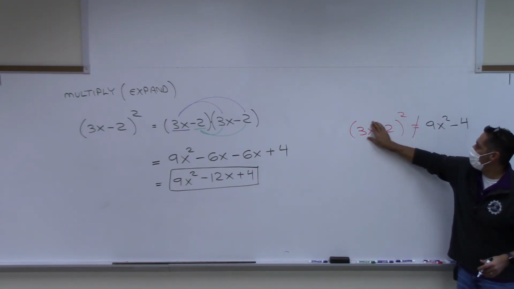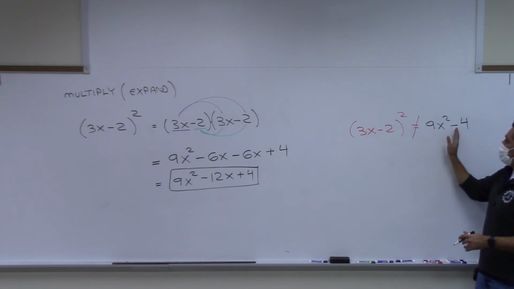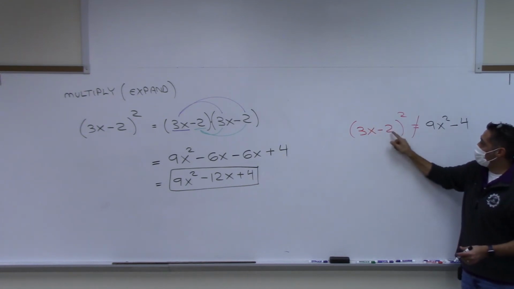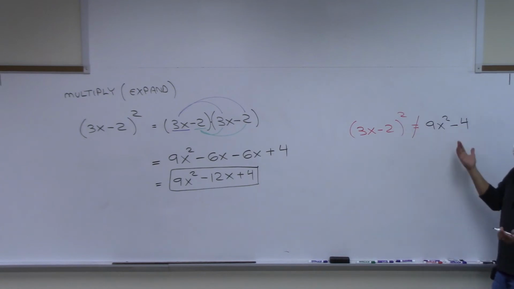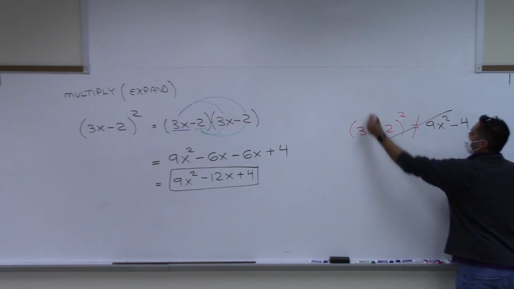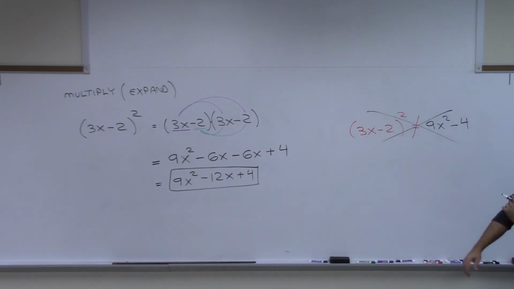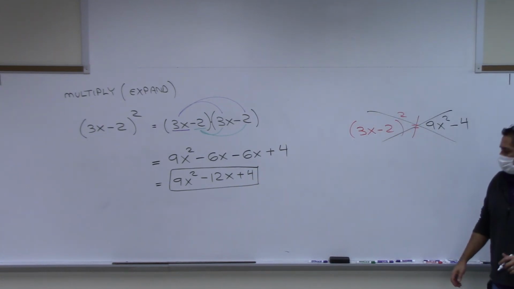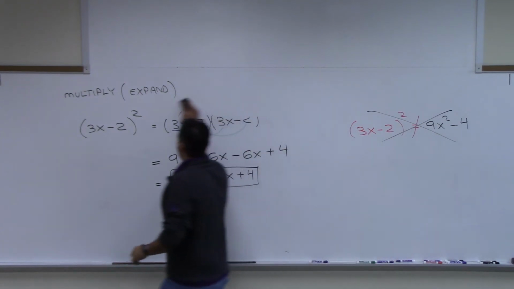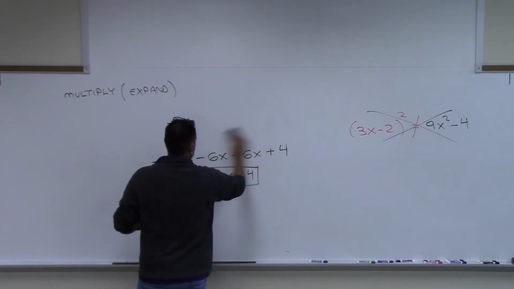Some people might do 2 squared is 4 and just keep the minus. Then other people might say, oh, square the negative 2 and make it positive 4. Either way, it's wrong. You know what I'm saying? So just don't do this. Okay, questions? All right, let's try something else where you can't use the FOIL.